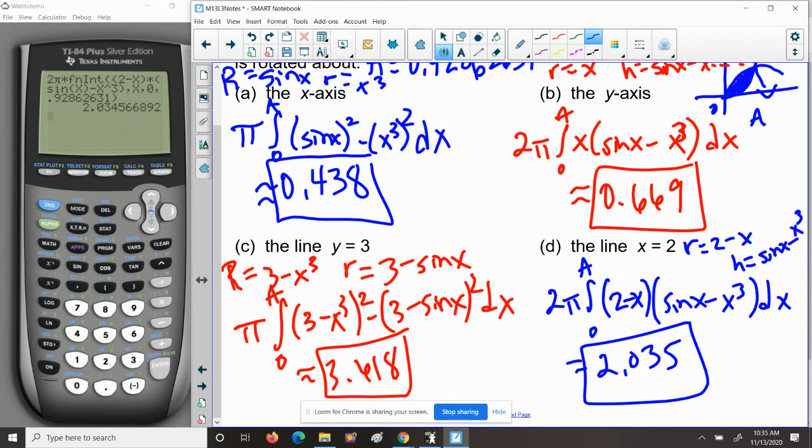If you try to use disc or washer method and you are rotating around a vertical line, you just have to get everything in terms of y and then use disc or washer. That's why I prefer shell method, because it's a lot easier to keep things in terms of x, because that's normally how we have our equations set up anyway.